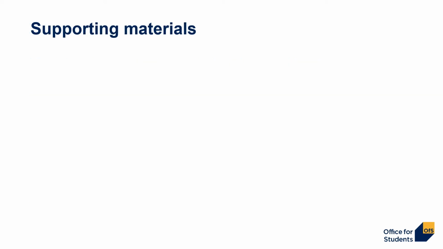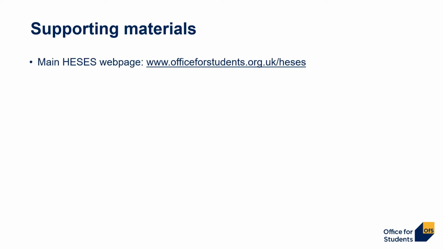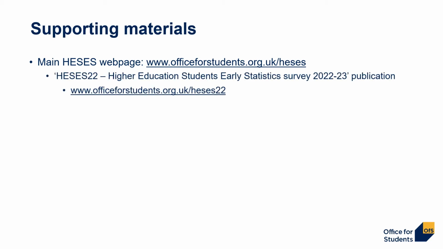We have produced a number of supporting documents to help providers who will be completing the HESES data survey, most of which can be accessed through the main HESES page on our website, which is at www.officeforstudents.org.uk/HESES. In particular, you should make sure that you consult the HESES22 guidance, which can be found in the publications sections of the website at www.officeforstudents.org.uk/HESES22. This document sets out the rules and definitions that you will need to use when returning your HESES data.